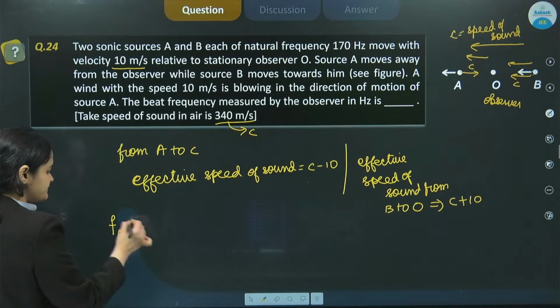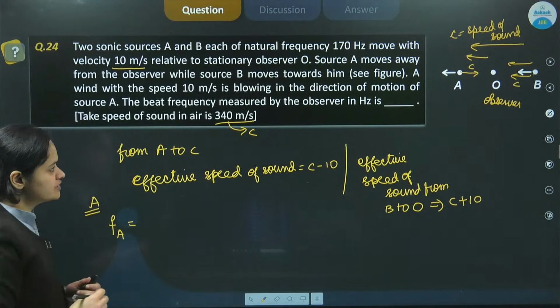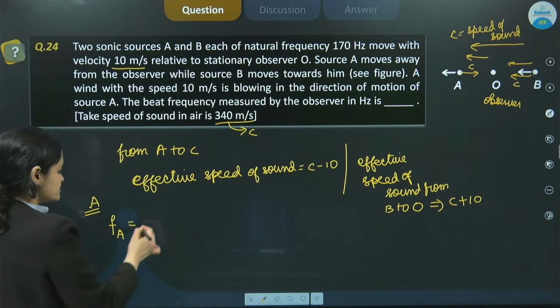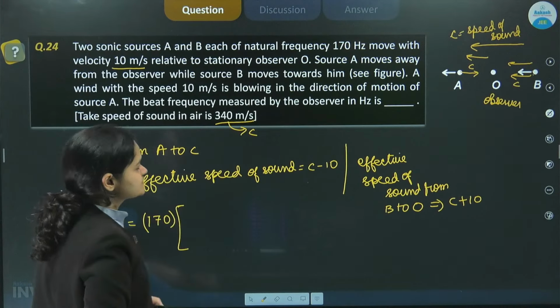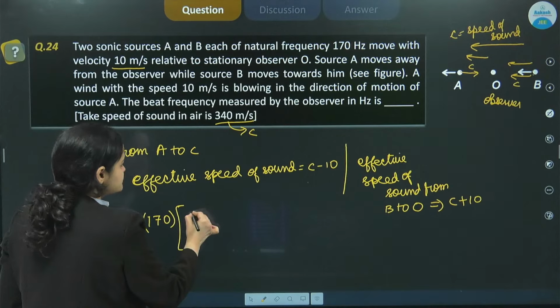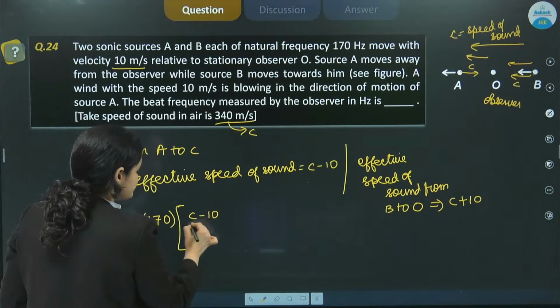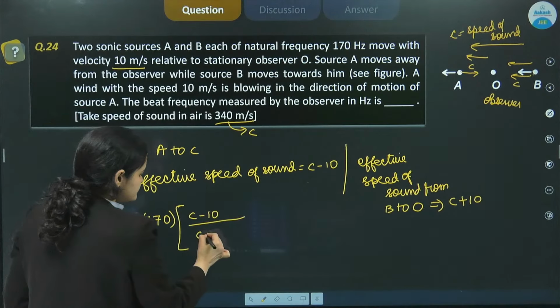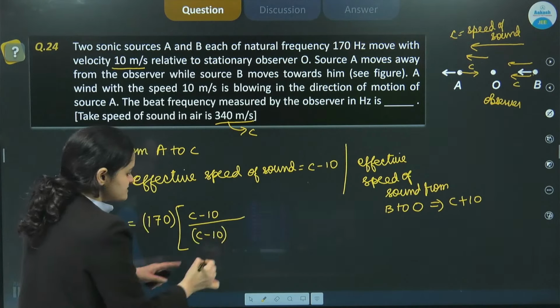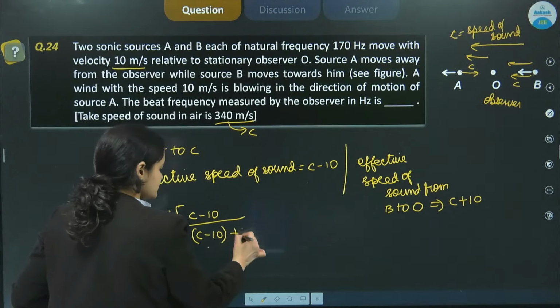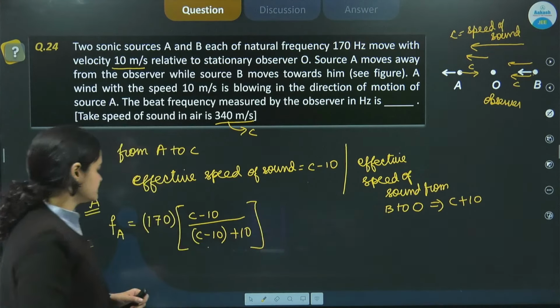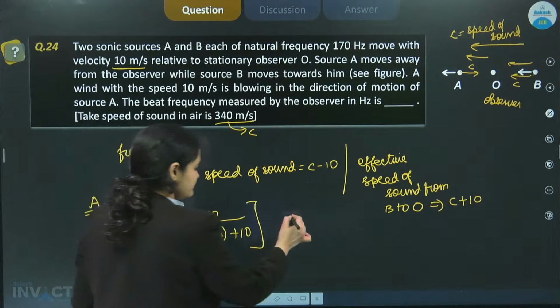So for A, from A to O, you can see the observer is at rest. So the frequency heard will be the frequency created, that is 170. 170 hertz is frequency created. Then the speed of sound is going to be C minus 10 here, whole divided by C minus 10 is the speed of sound, which is effectively reaching the person's ears, and this is moving away. So that means the wavelength is effectively increasing over here. So this is what we get for FA.